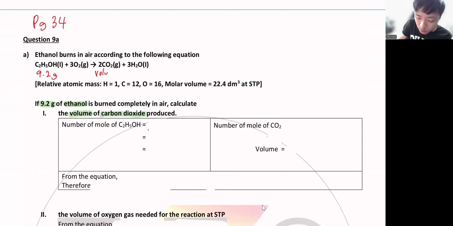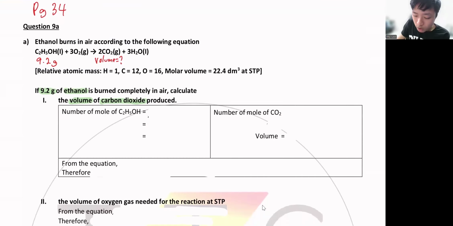So to find the volume of this, you write below the compound. Then you just start with 9.2. So 9.2 gram, mass over molar mass. The molar mass: you've got 2 carbon, 2 times 12. You've got 5 hydrogen, 5 times 1. 1 oxygen and 1 H. And easily you get 0.2 mole.